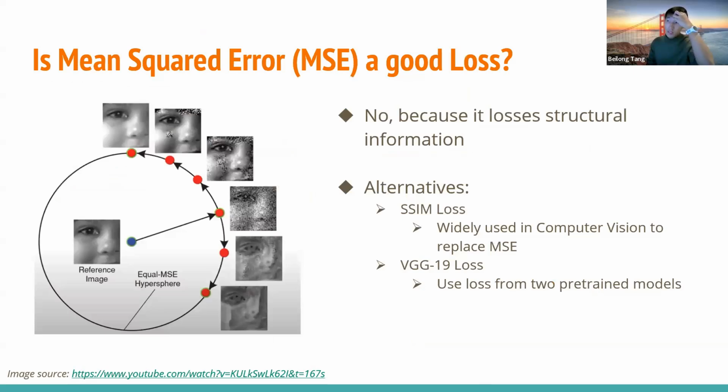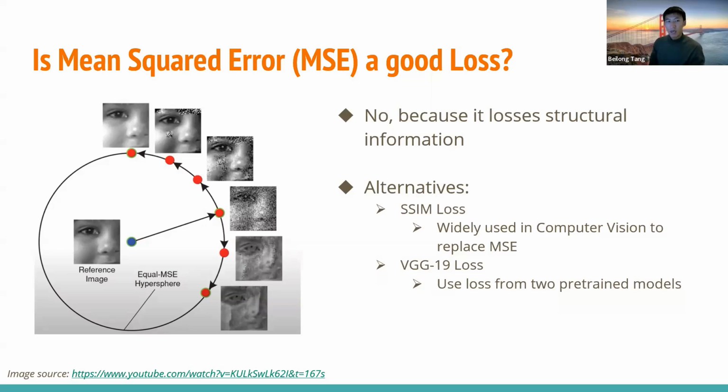Now I'm going to talk about some losses in this field. So there is MSE, and these two papers also use MSE. So is MSE a good loss? This image shows an MSE circle, which basically says that every image on this circle has the same MSE loss compared to the reference image. We can see that some images do not look very good, right? In fact, MSE might not be good in computer vision because it loses the structural information. It calculates pixel-wise, but it doesn't calculate the variance of the target image. So there are some alternatives.